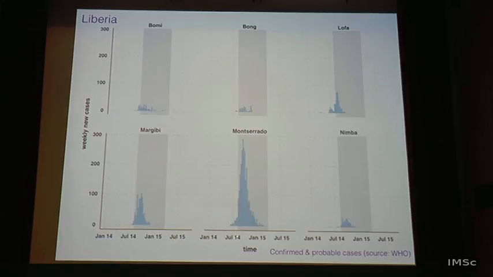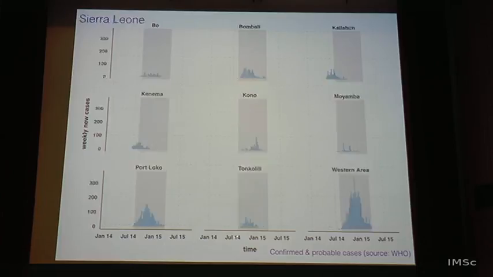That was the situation in Liberia, where it's a bit different. You have a big epidemic in Montserrado, which contains the capital, Monrovia, and more sporadic outbreaks in the other districts. So geographical, spatial specialization is really important. In Sierra Leone, it's a bit like in Liberia. You have a big outbreak in Western Area, which contains the capital Freetown, and some smaller outbreaks everywhere else.